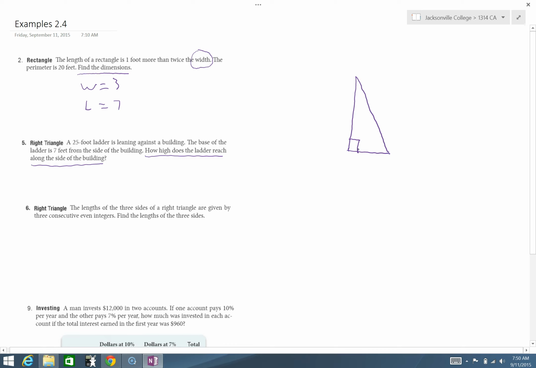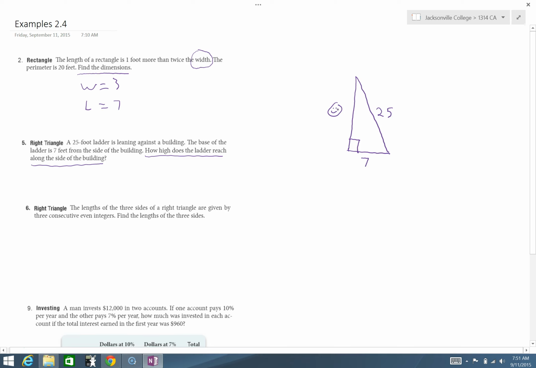Okay, it says a 25-foot ladder. Well, this side's 25. The base of the ladder is 7 feet from the side of the building. This is 7 feet from the side of the building. How high does the ladder reach along the side of the building? This is what we're looking for this time. I'm looking for smiley face.